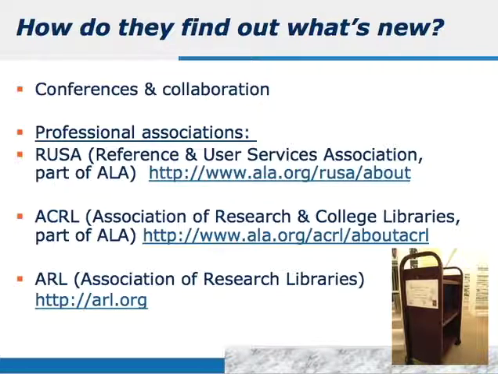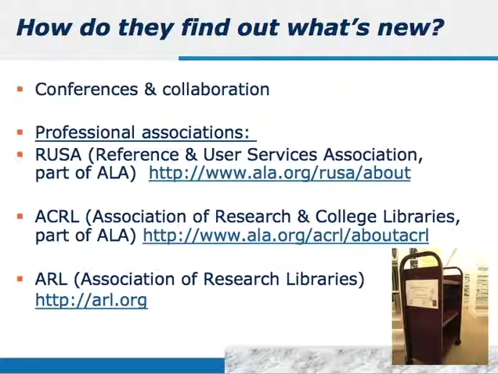So, how do we find out what's new? One of the most obvious is through conferences and collaboration, and these can be national, international, or local. Through professional associations. First, there's RUSA, which is an organization that supports the delivery of general library services and materials and the provision of reference and information services, collection development, readers advisory, and resource sharing for all ages in every type of library. And I've given websites for these various organizations.